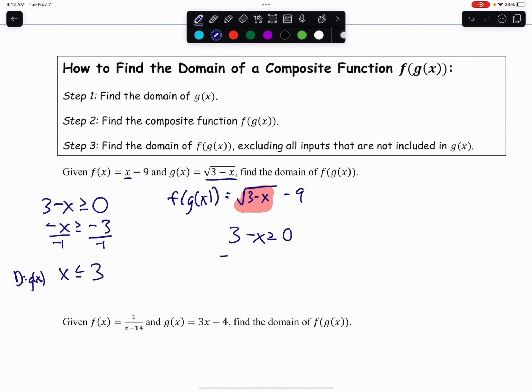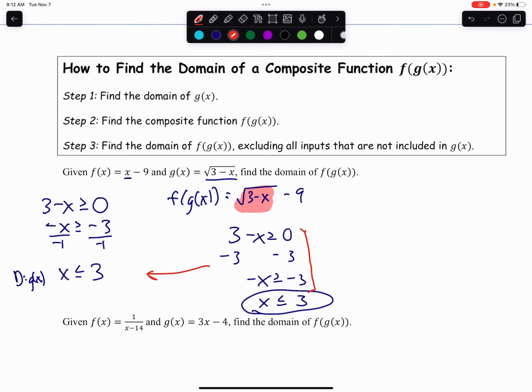So we do honestly the same thing we just did. You get x is less than or equal to 3. So that's the same thing as our domain for the previous one. So our answer is that the domain would just be x is less than or equal to 3. You didn't even really need to show this work right here if you didn't want to, because it was the same thing as right here. You could have just taken it from there.